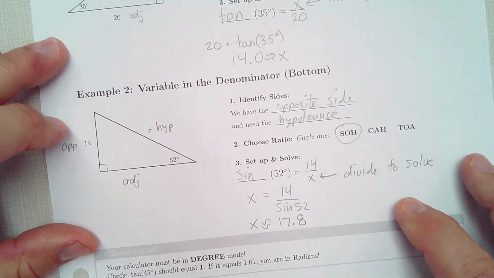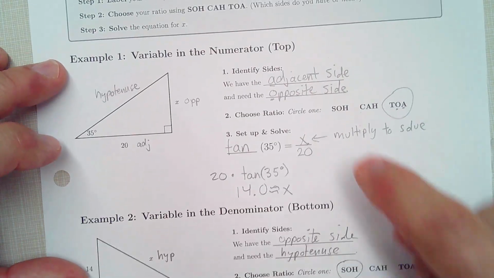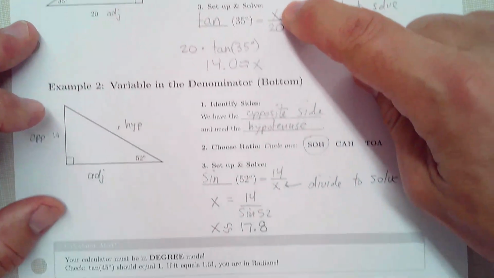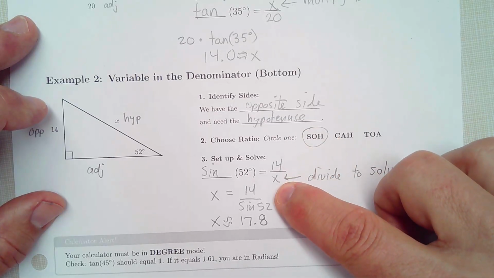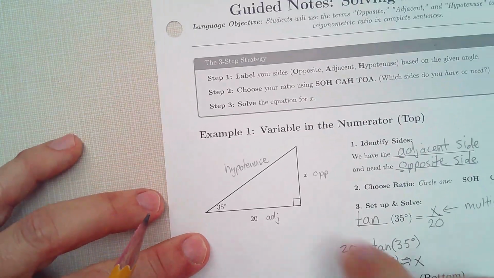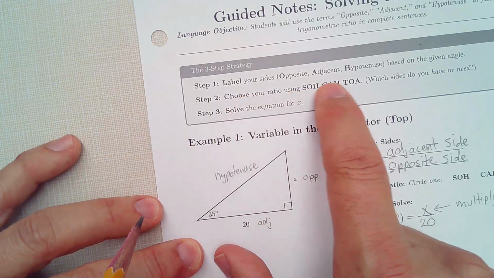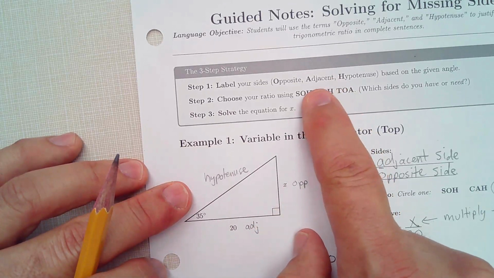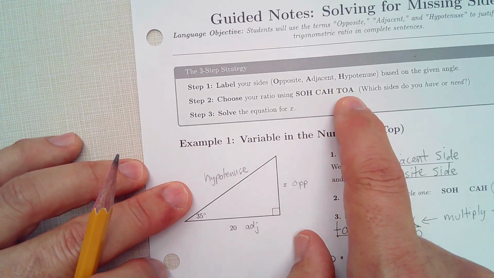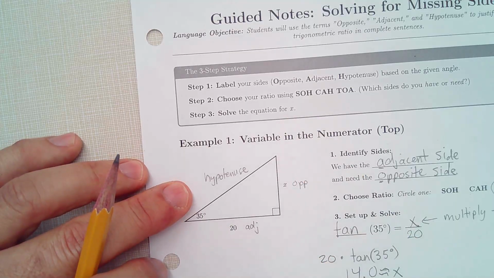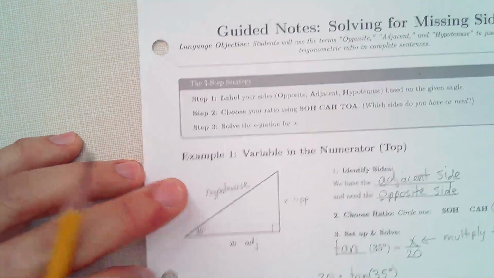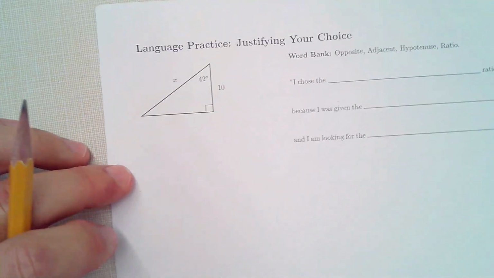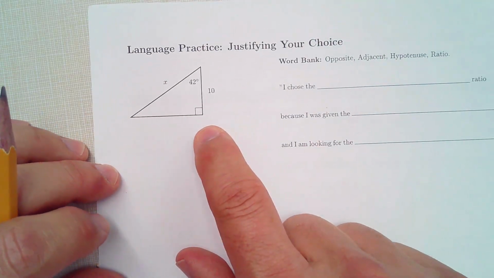All of these questions that you'll be doing, it's either the x is in the numerator or the x is in the denominator, and you solve. And don't forget, we should label opposite, adjacent, hypotenuse so we know what's what. We choose our ratio, and then we solve. So there's your process.